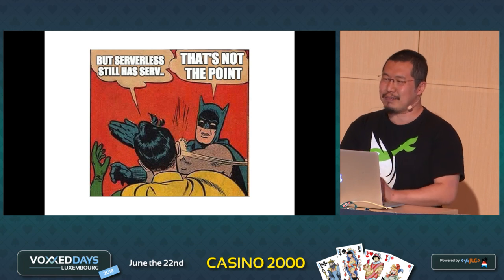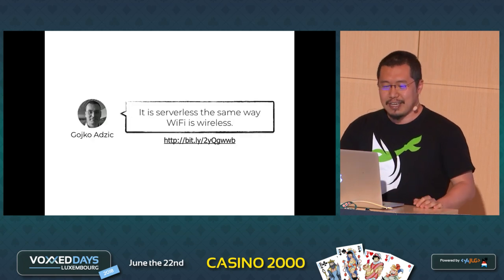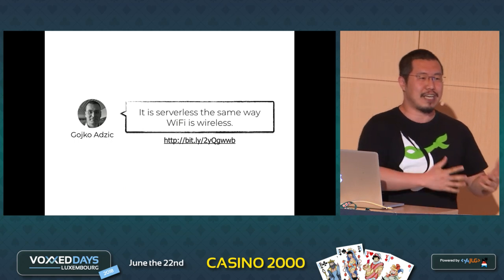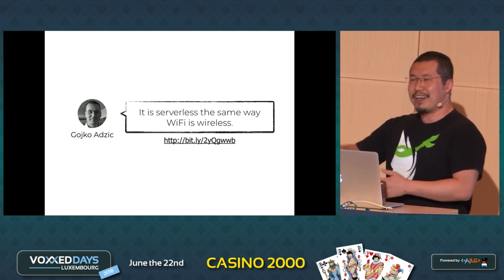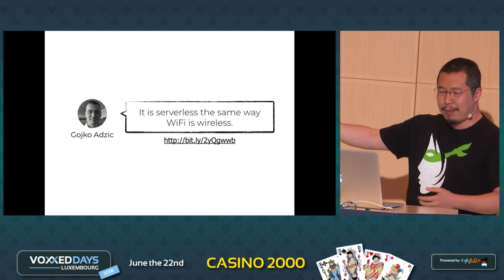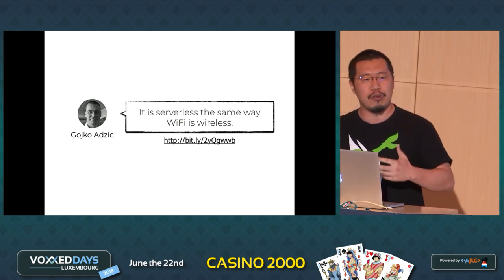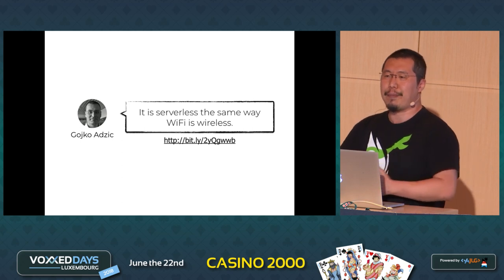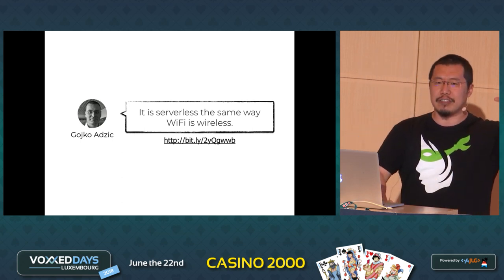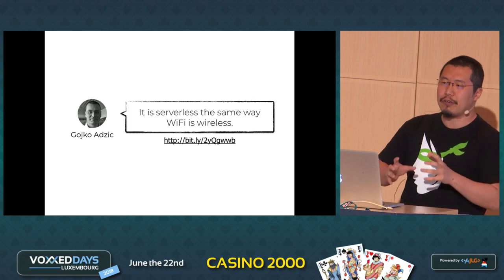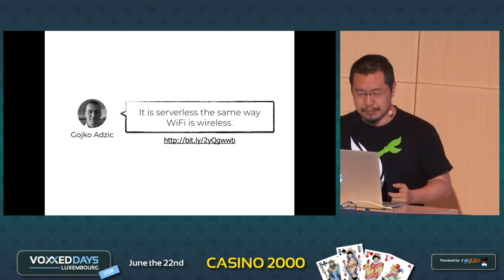But at the same time, you're just missing the point completely, because serverless is serverless for the same reason that Wi-Fi is wireless, even though if you look behind the scenes, there's still some cables hanging around somewhere. But when you want to use Wi-Fi, you don't have to think about those cables. For the same reason, with serverless, even though there are still servers somewhere, those are not the things that you need to think about anymore.